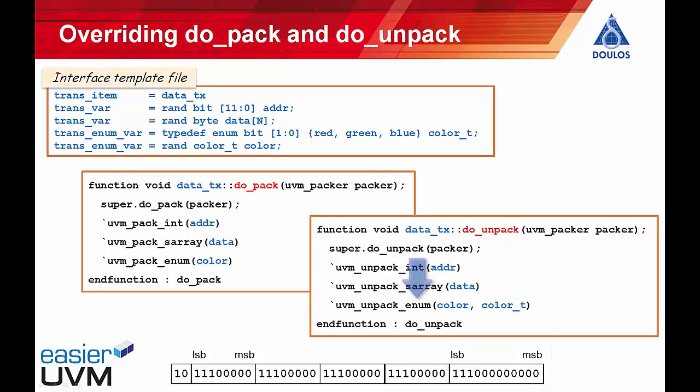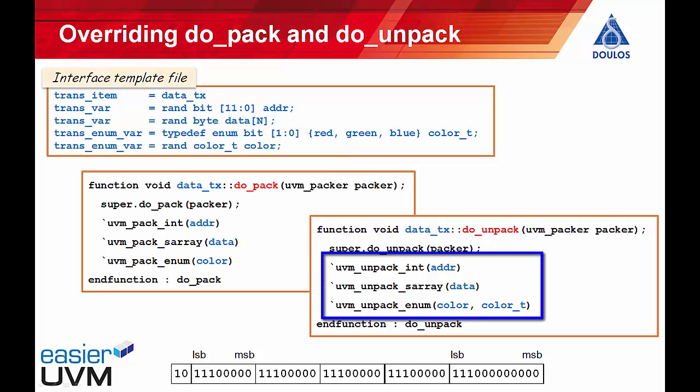So you can see here there's a different helper macro for dealing with unpacking a field of enumeration type. And that's why we've chosen to introduce an enumeration variable here into our transaction object, just to illustrate this separate macro. So we've got a packed array, an unpacked array, and an enum, and each of those is distinguished by using a different macro here.